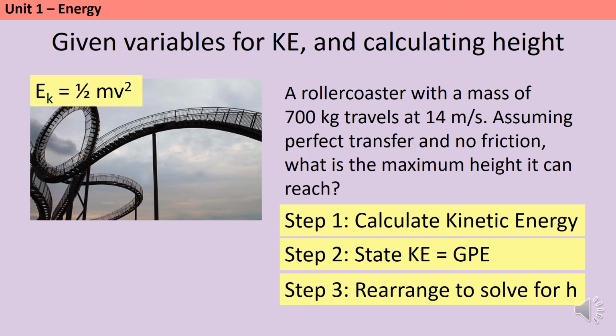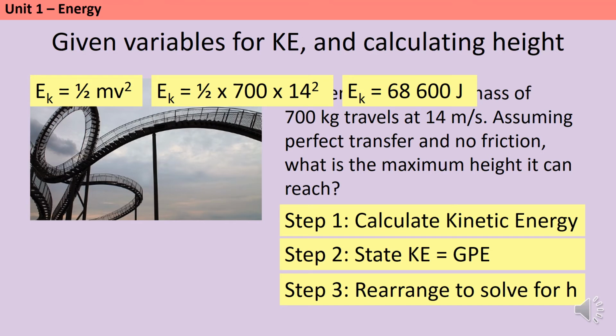The calculation for kinetic energy is half mv squared. So that's half times 700 times 14 squared, which gives me a total kinetic energy of 68,600 joules. That's my first step done. My second step is to explicitly tell the examiner I know that if that's the amount of kinetic energy, then that's also the total amount of gravitational potential energy it's possible for the roller coaster to get if it has this perfect transfer from one store to another. So my maximum amount of potential energy is also 68,600 joules.